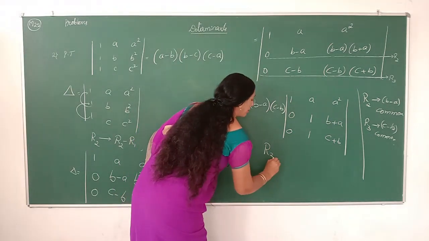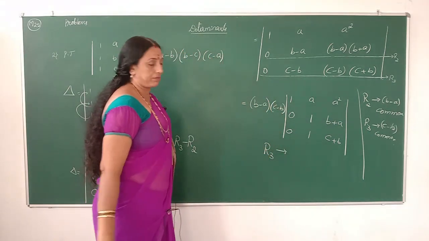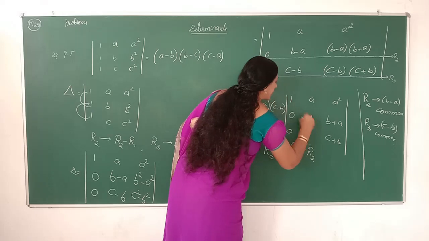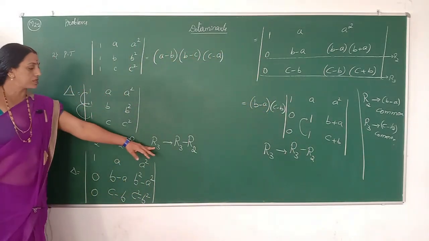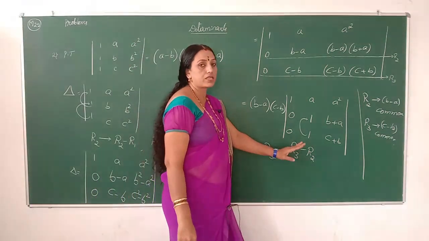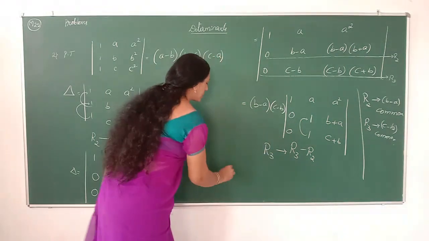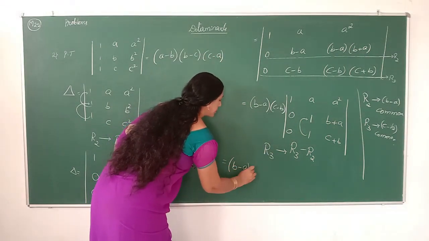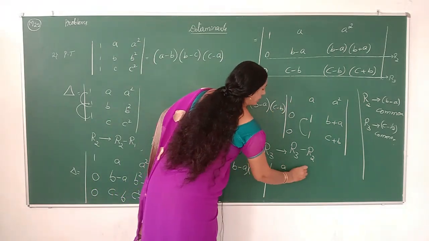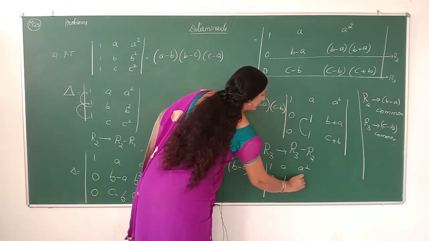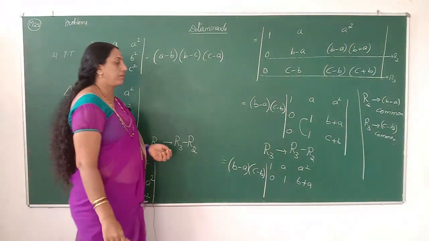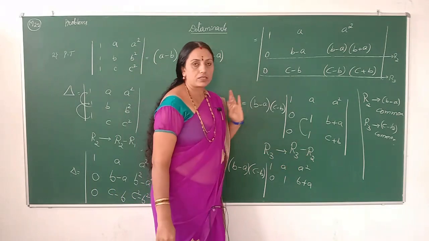So another operation: R3 can be written as R3 minus R2. It purely depends on the second row. In these cases, R3 could depend on either the first row or the second row, but in this stage it always depends on the second row. So the common elements are b minus a and c minus b; the first row is 1, a, a square. The second row, 0, 1, b plus a, does not alter. But the elements of R3 change in the form of R3 minus R2.